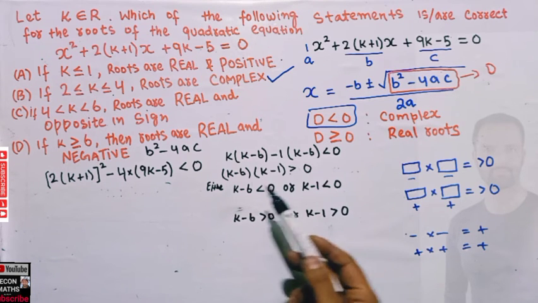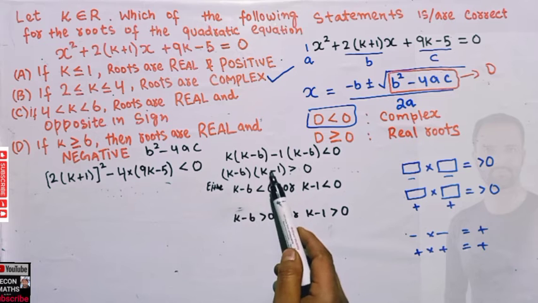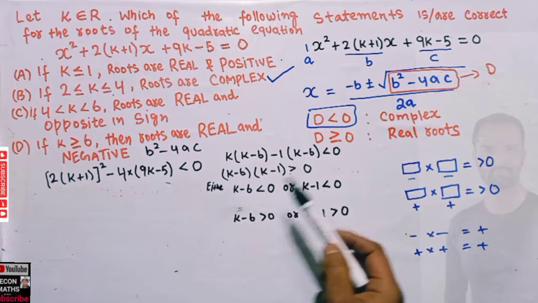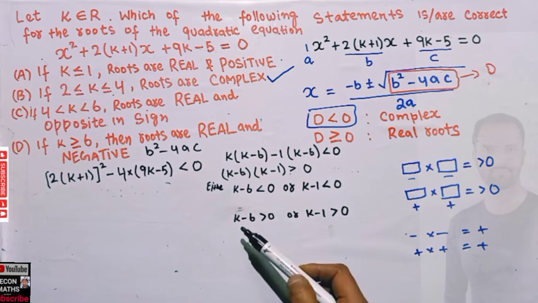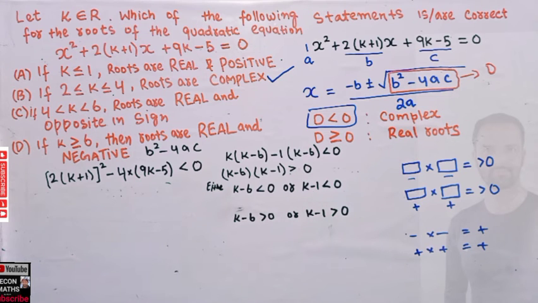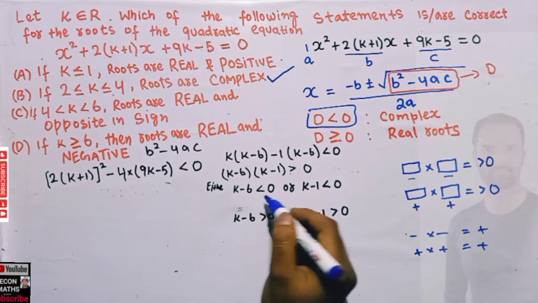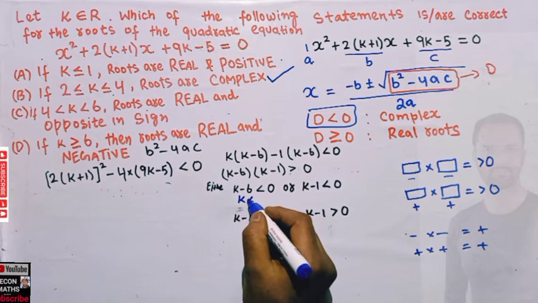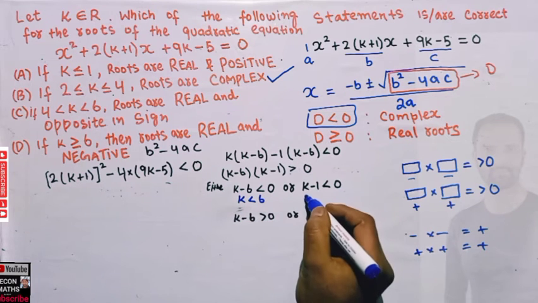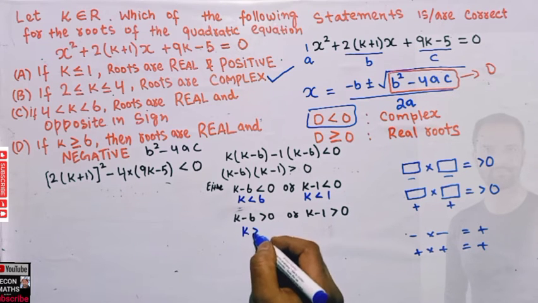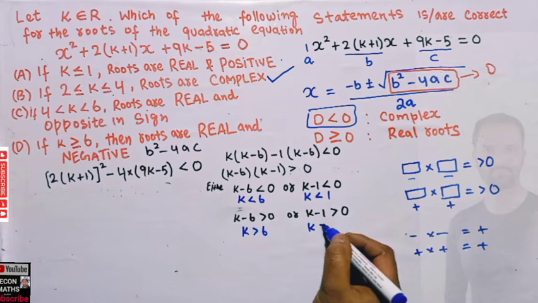The thing is to say here that either both of these terms should be less than 0 to get a number which is greater than 0, or both terms should be greater than 0 to get a number greater than 0 here. Now let's see what this means. If k minus 6 is less than 0, it will imply k should be less than 6. Here k should be less than 1. Here we have k should be greater than 6, k should be greater than 1.